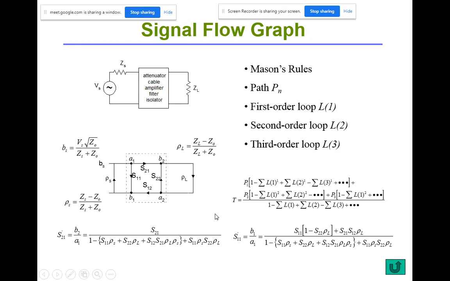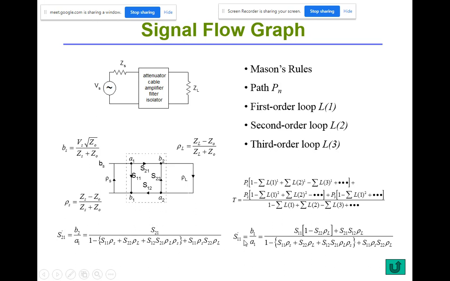So S21 prime is the actual transmission coefficient. The actual transmission coefficient is also B2 over A1, except that this time B2 is not only from the source, but also includes any reflection due to impedance mismatch. So you get the value given by this formula.